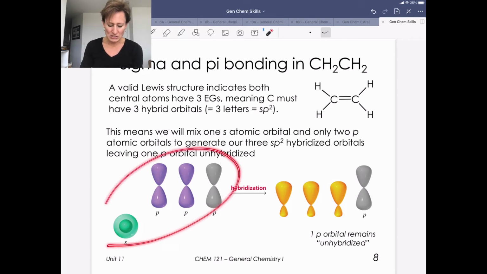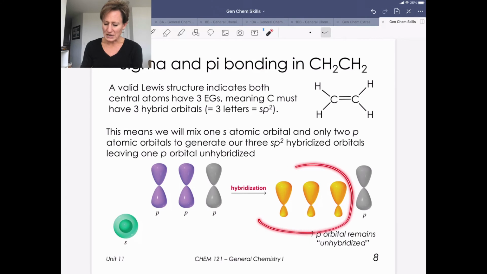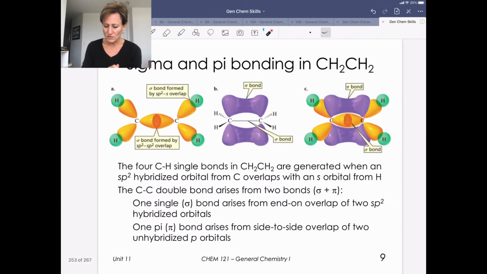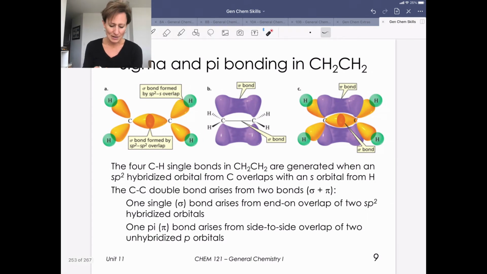So if we think about the hybridization that we're going to have here, we're going to have 3 sp2 hybridized orbitals, and now we have 1 unhybridized p orbital that's left over. And that's the key. That's what's important here. We're going to have this unhybridized p orbital that we can use to generate our pi bond. So let's look at a structure of this and kind of map on what we see here.